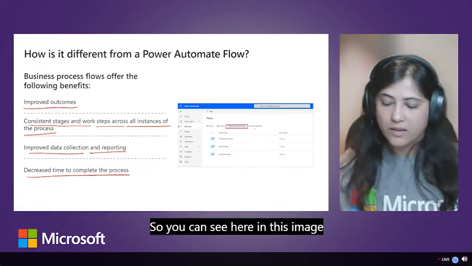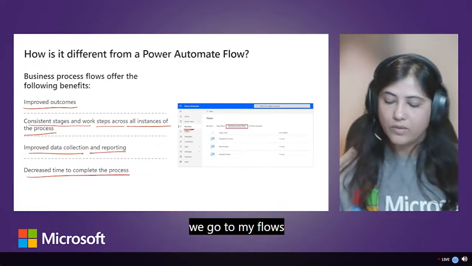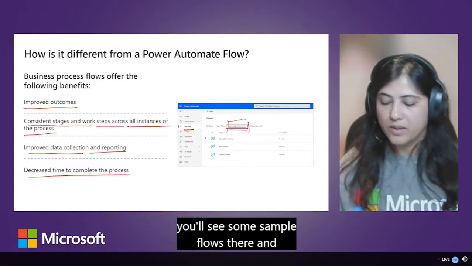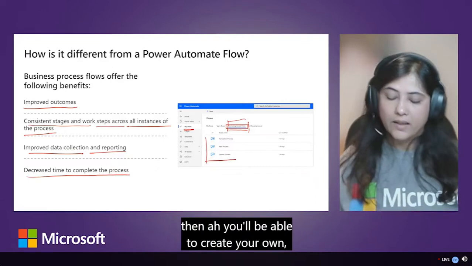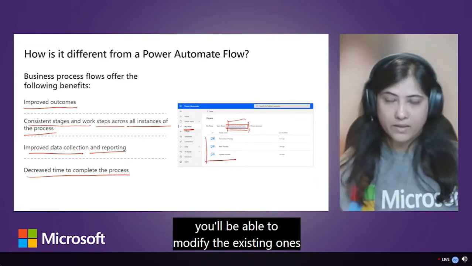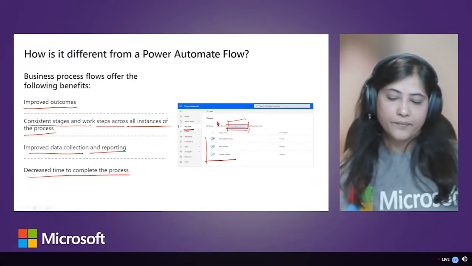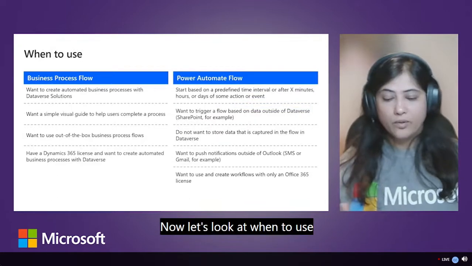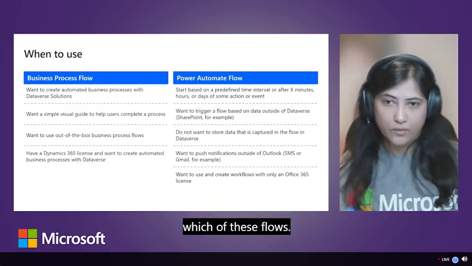So you can see here in this image, we go to My Flows, and then we have got here the business process flows option. You will see some sample flows there, and then you'll be able to create your own. You'll be able to modify the existing ones if you want. Now let's look at when to use which of these flows.